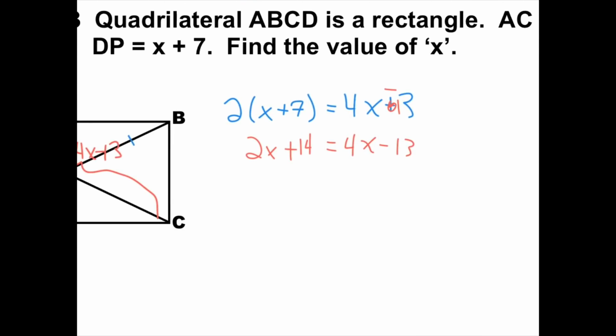Now I can move my x's to one side, my numbers to the other. I'm going to subtract 2x and add 13 at the same time. So I get 27 on one side and 2x on the other. And when I divide by 2, I get x equals 13.5.